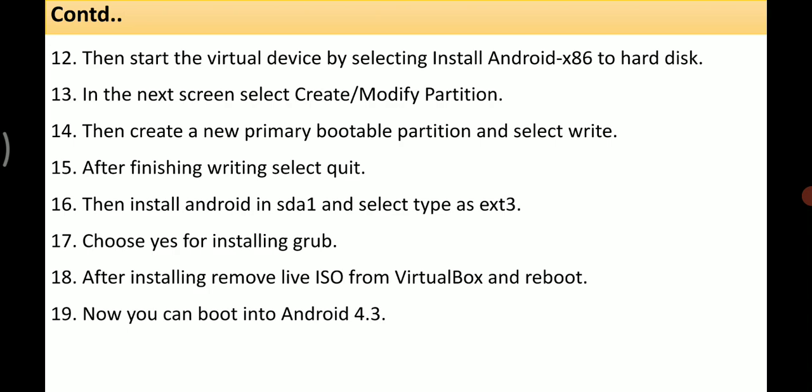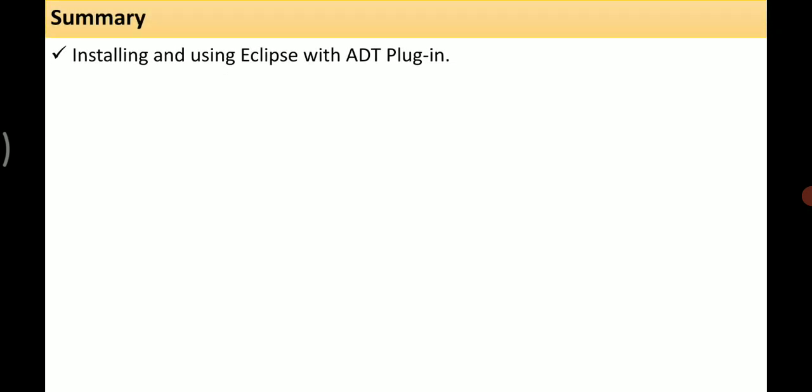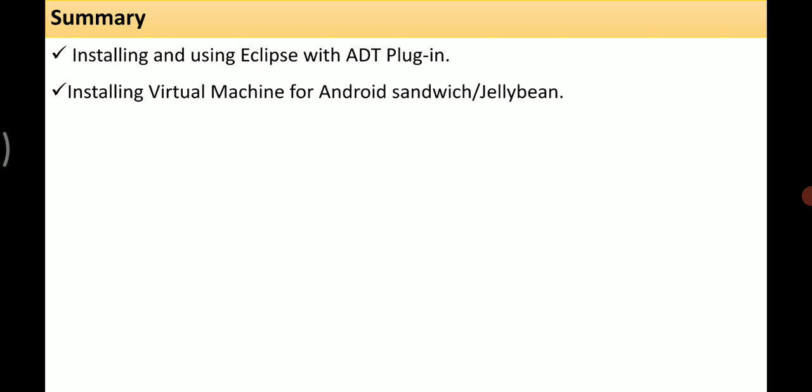After installing, we remove the live ISO from VirtualBox and reboot. Now you can boot into your Android 4.3. These are the steps used to install the virtual machine for Android Sandwich or Jelly Bean. In this session, we have learned how to install and use Eclipse with the ADT plugin, and we have seen how to install the virtual machine for Android Sandwich or Jelly Bean.